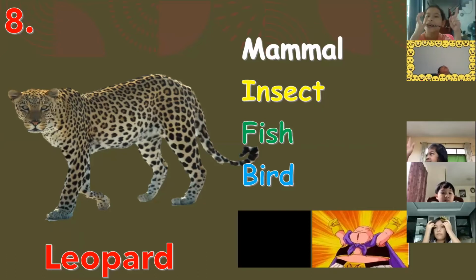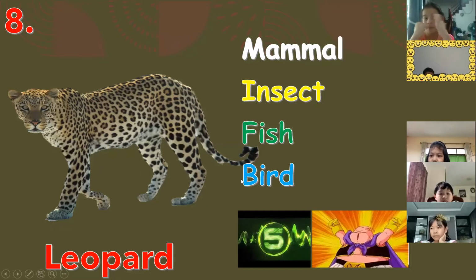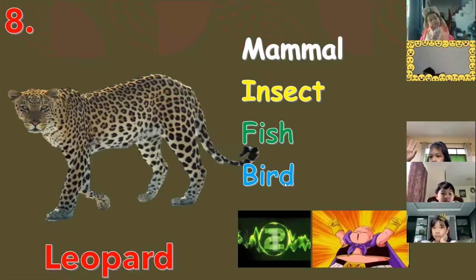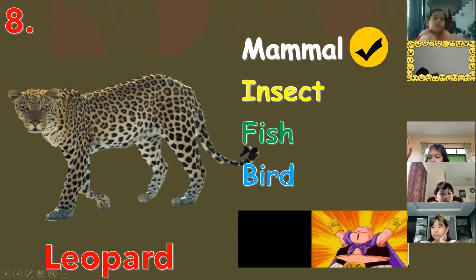All right, so I think. Yes, Panatsakwan. I will call this girl. Mammal, let's see. 5, 4, 3, 2, 1. And your answer is?